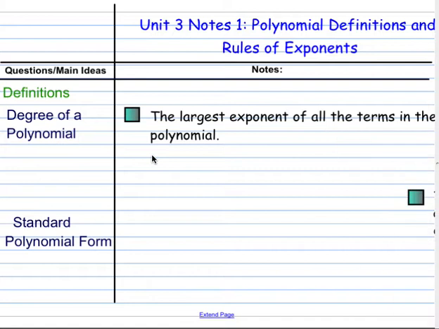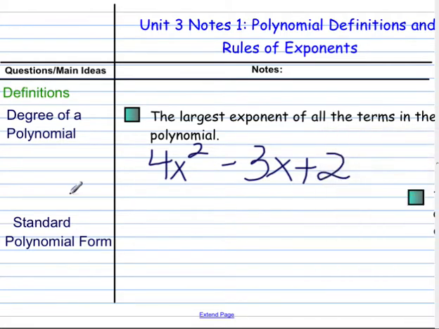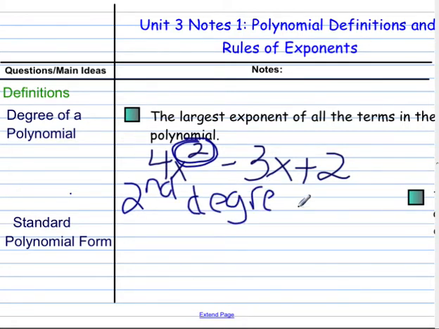So we have for a polynomial 4x squared minus 3x plus 2. So now we talked about how the degree of the term is the exponent of the term. So to find the degree of the polynomial, we want to find the highest exponent, the largest exponent. So the largest exponent in my polynomial is 2. So that makes this a second degree polynomial because our highest exponent is 2. So that's a second degree polynomial.